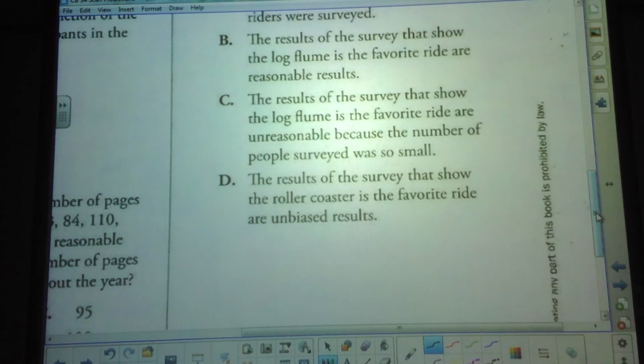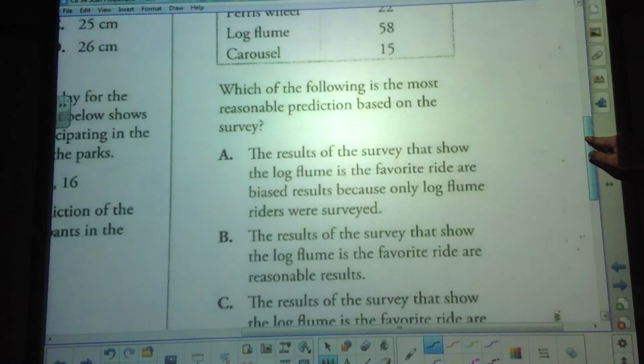D, the results of the survey show that the roller coaster is the favorite ride are unbiased results. That means that they are good results, and I think that is not the good choice. I think our choice, or I know our choice, is choice A.